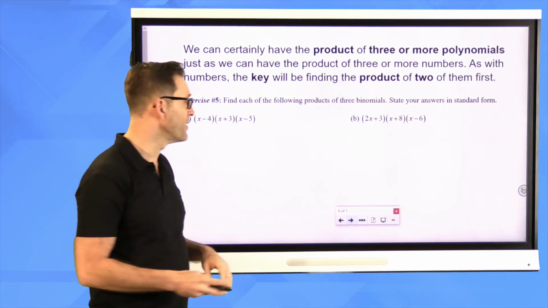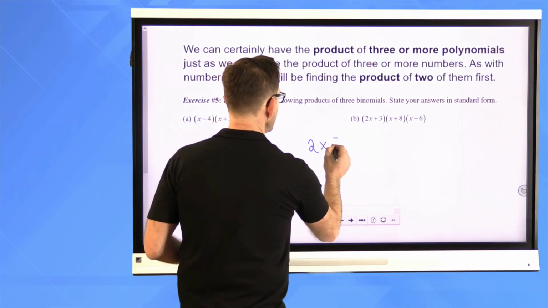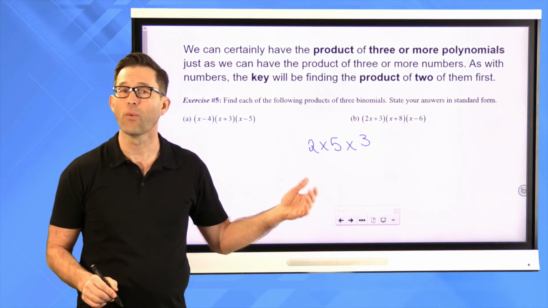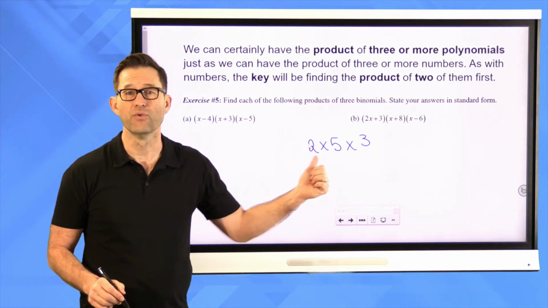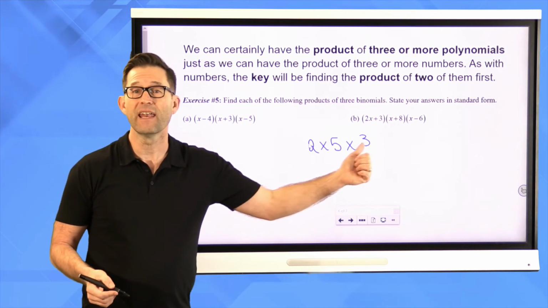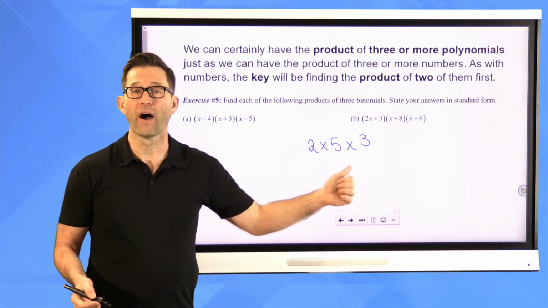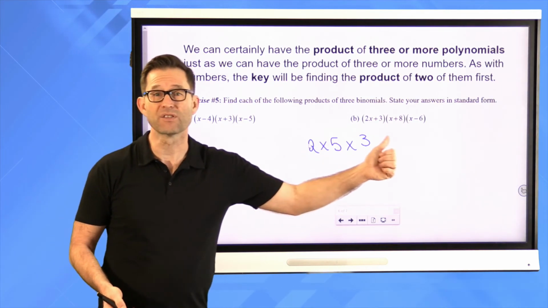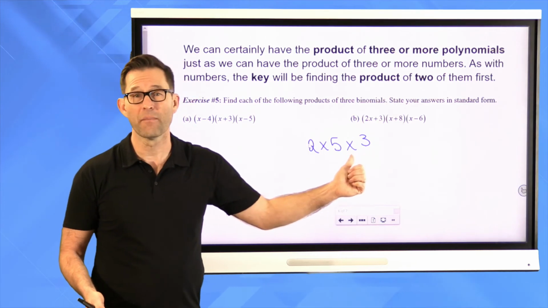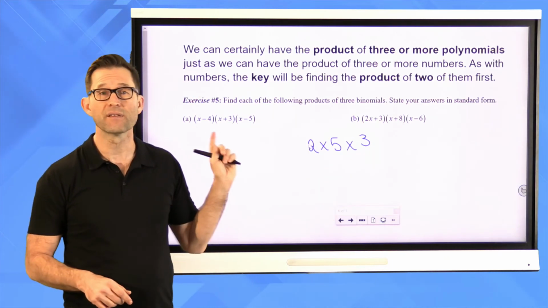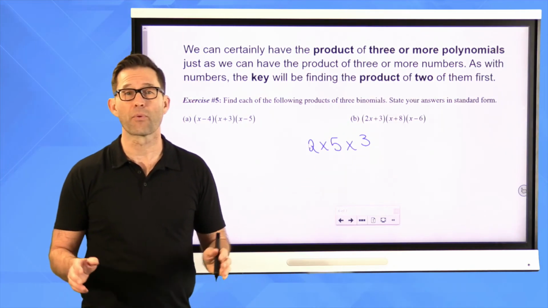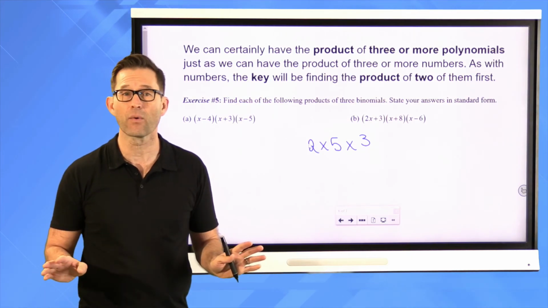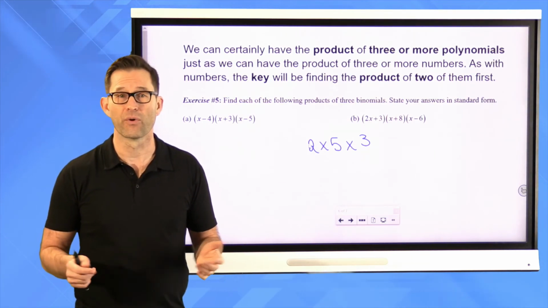And again, before we even jump into this, this is no different than if I had something like 2 times 5 times 3, right? The way I would do that is find the product of 2 of them, like 2 times 5, get 10. Then take 10 and multiply it by 3 and get 30. Or I could do 5 times 3 and get 15, and then multiply it by 2 and get 30. I could even do 2 times 3 and get 6, and then multiply by 5 and get 30, right? So the key in something like letter A or letter B, both of which are the product of 3 binomials, I first need to find the product of 2 of those binomials, it doesn't matter which, and then multiply it by the third one, all right?